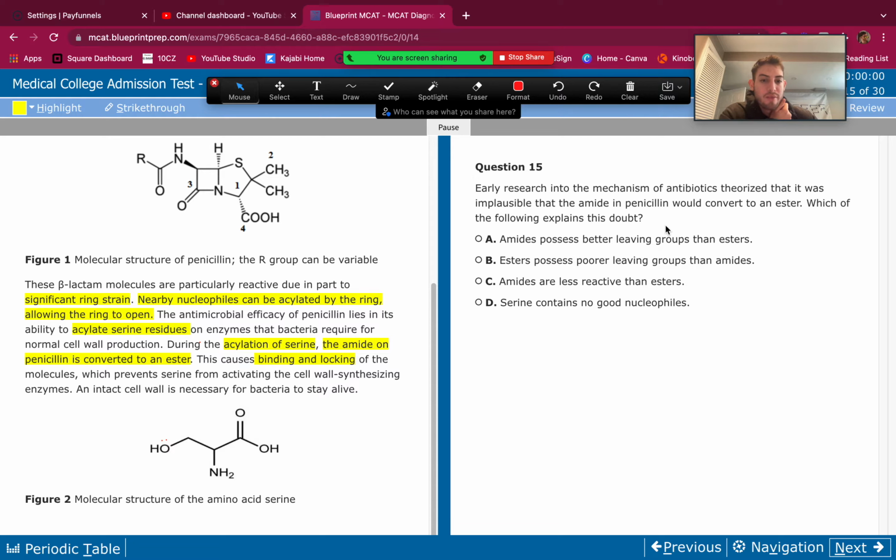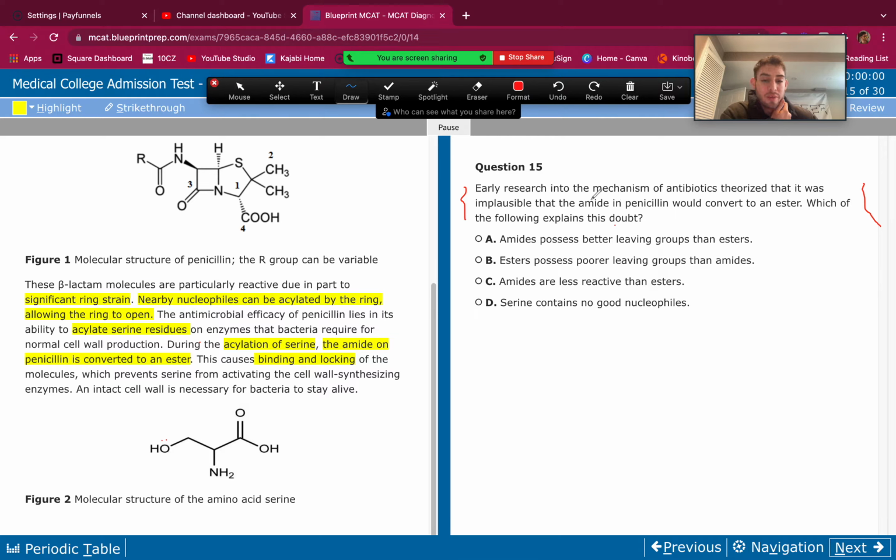Early research into the mechanism of antibiotics theorized that it was implausible that the amide in penicillin would convert to an ester. Which of the following explains this doubt? All right. You see how they worded this? If you read this one time and you understood what they were saying, cool for you. You have good reading skills.